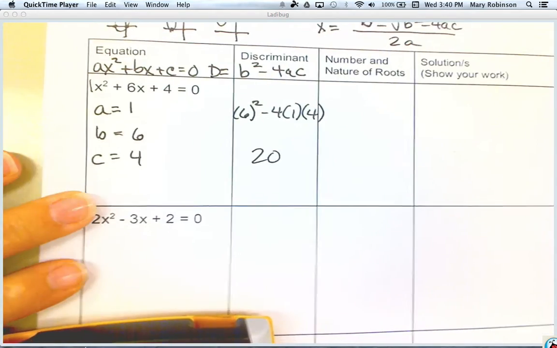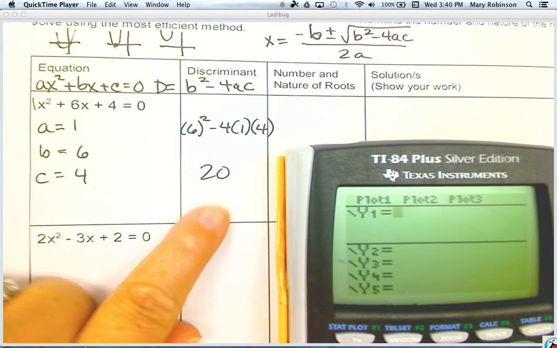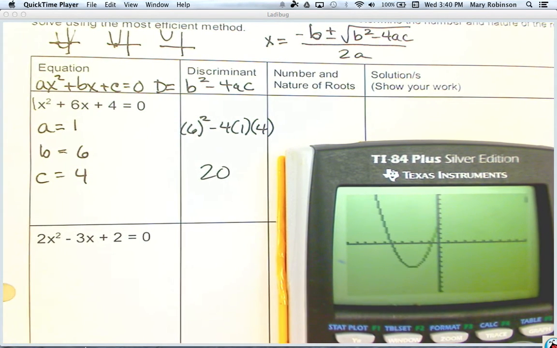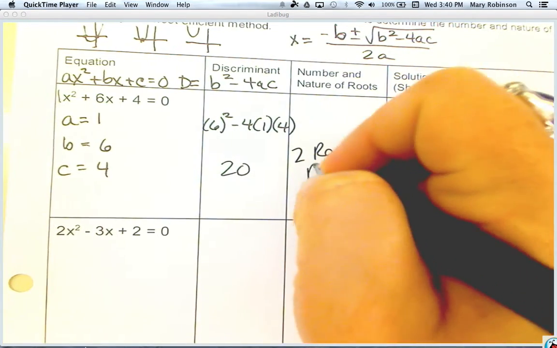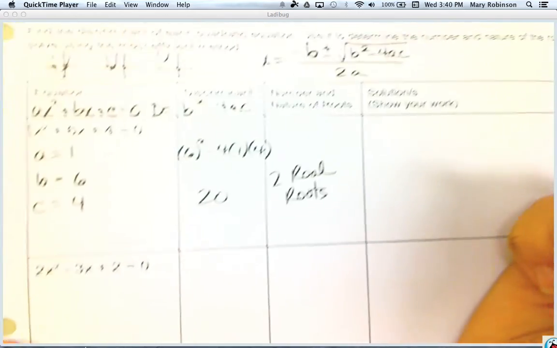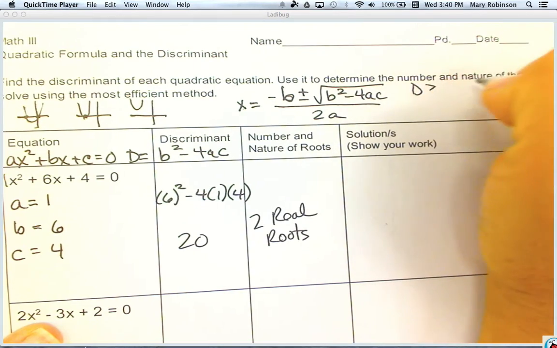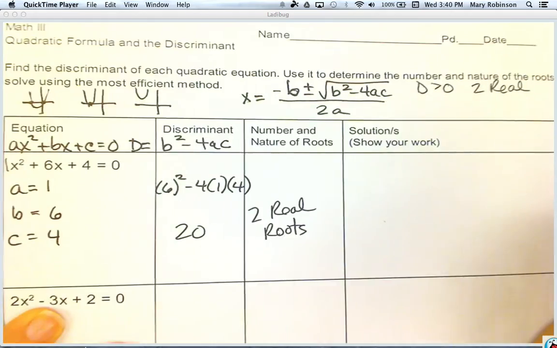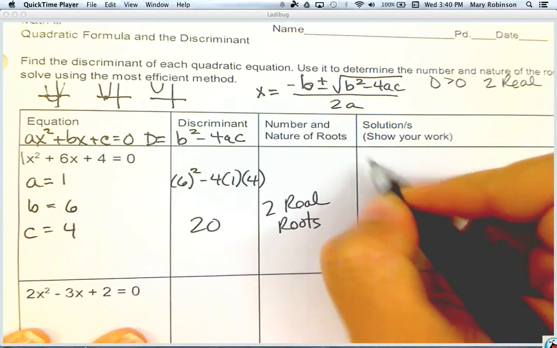If we actually graph this, we'll get to see the connection our discriminant value has to the graph. So if I type in x squared plus 6x plus 4 and look at the graph, I can see it crosses 2 times. So I have 2 real roots, or x-intercepts, or solutions, okay? So what we've figured out so far is if our discriminant is greater than 0, we're always going to have 2 real solutions.